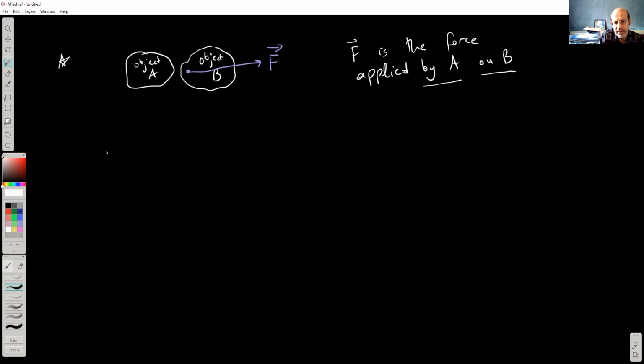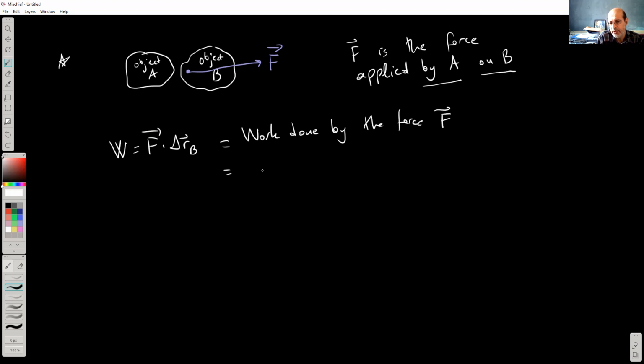As a result, the work done here is the force dotted with the displacement of B, obviously. That's the force applied on B, and that's the displacement of B. So that's basically a property of the object B. So I can actually say it like this. This is work done by the force F. That's basically the first statement that I have used. I can also call this the work done on B, or I can say that this is the work done by A.